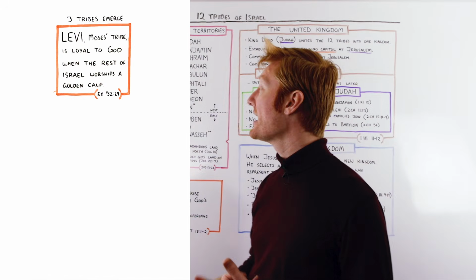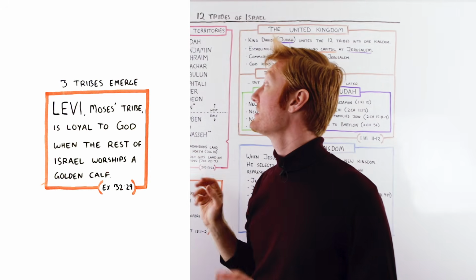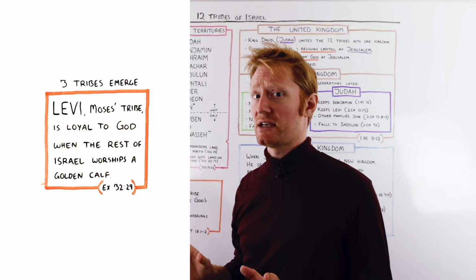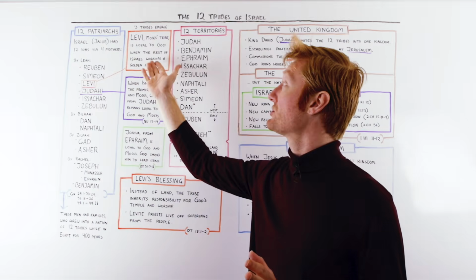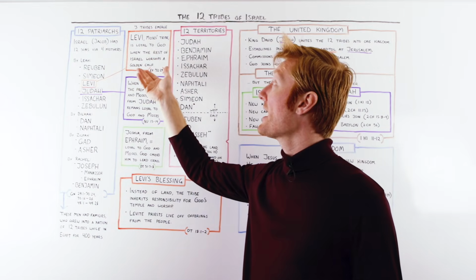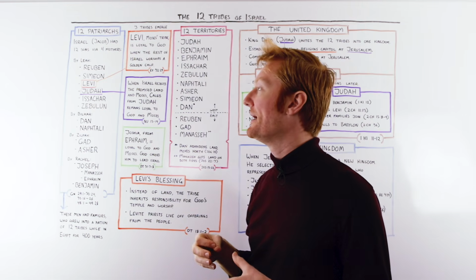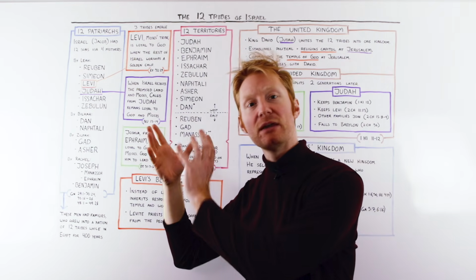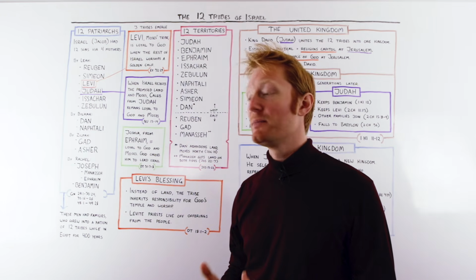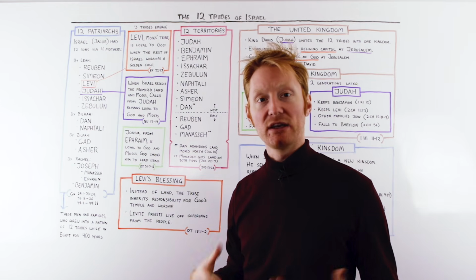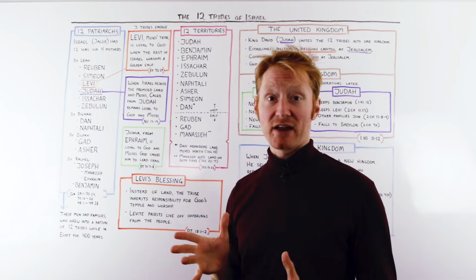Those tribes are Levi, Judah, and Ephraim. Now, Levi is super important to understanding the rest of what's going on in the Old Testament. This is the tribe that Moses comes from. And there's this moment, a rather famous Bible story, when Moses goes up the mountain to meet with God, and the rest of the nation is down at the foot of the mountain, and they make a golden calf and start worshiping that. Well, Moses isn't very happy about that.